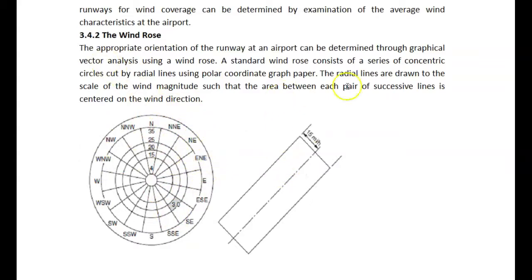While this is a transparent paper we use to determine the direction where we have the highest magnitude of wind. Most times we ensure that it does not exceed 15 miles per hour. So that's why we're able to divide this transparent paper, half of it is calibrated as 15 miles per hour. Here we say the radial lines are drawn to scale of the wind magnitude such that the area between each pair of successive lines is centered on the wind direction.